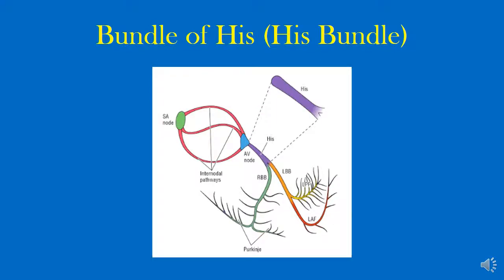Now let's move on to the bundle of His, or sometimes called the His bundle in the conduction pathway. We see that it starts at the AV node and comes down and gives rise to both the right bundle branch as well as the left bundle branch. It is found partially in the walls of the right atrium and in the interventricular septum. It serves as the only route of communication between the atria and ventricles.